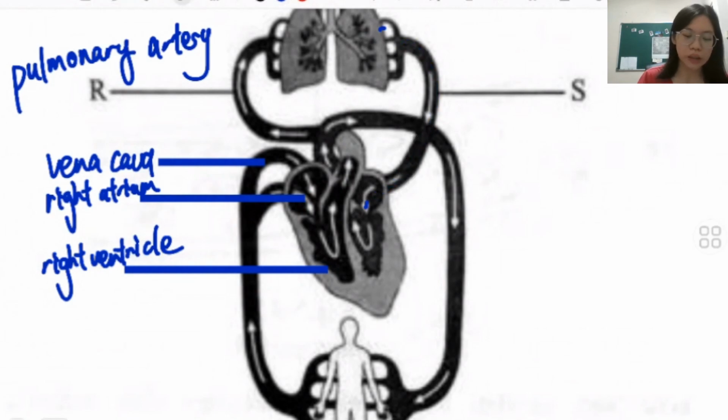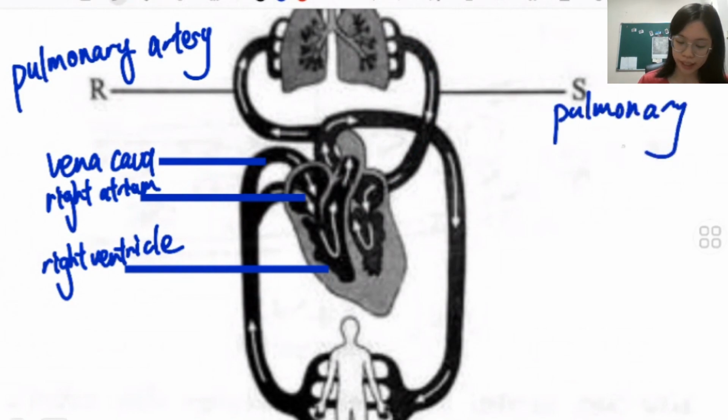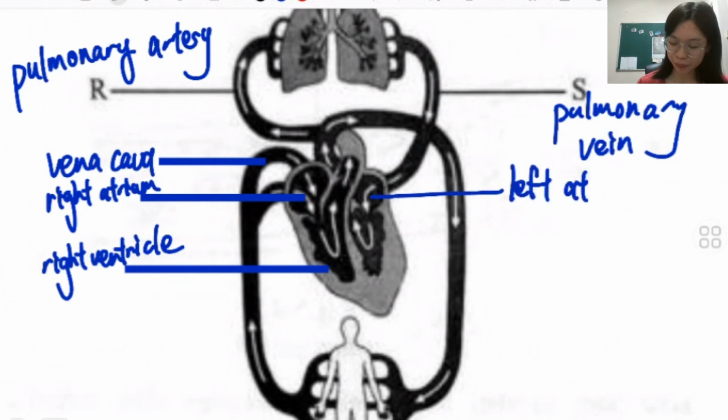So this vein will transport the oxygenated blood from the lung to the heart. The vein is the one that receives blood. But what vein is this? This is the vein from your lungs, which is the one carrying the oxygenated blood. Since it's from the lung, it is called the pulmonary vein. So it carries oxygenated blood. Then it enters the left atrium. And if you can recall, there is a valve, that one is the bicuspid valve.